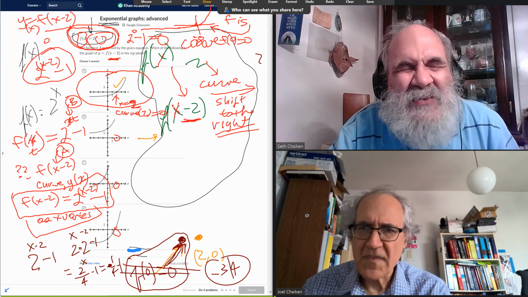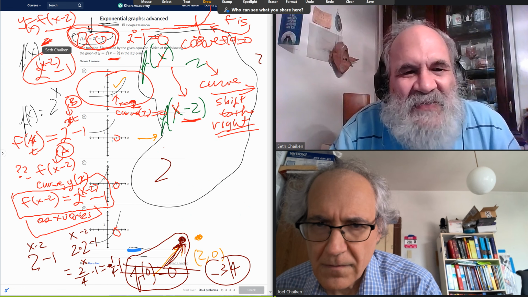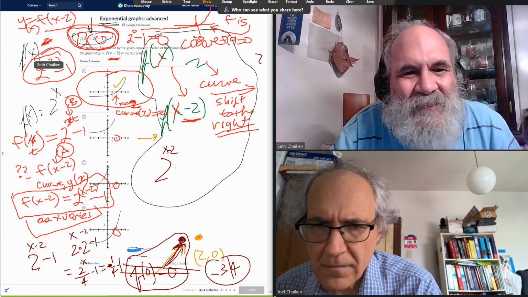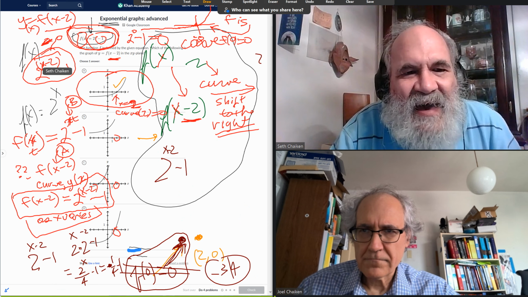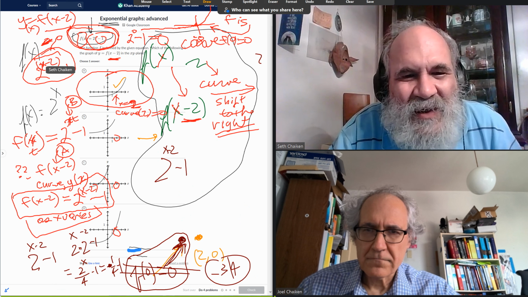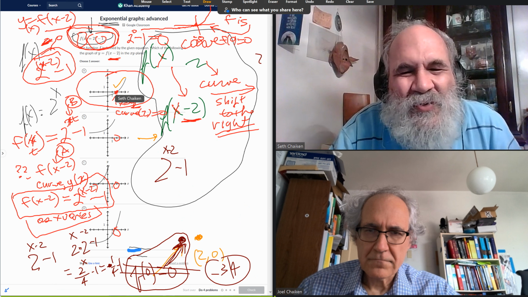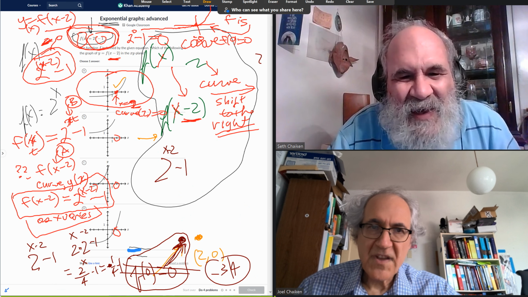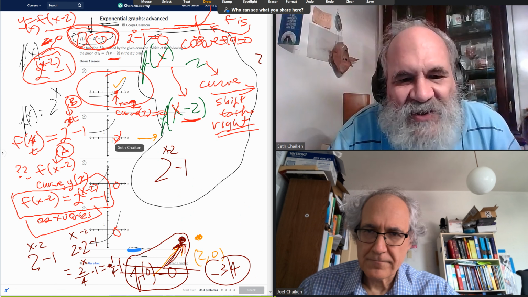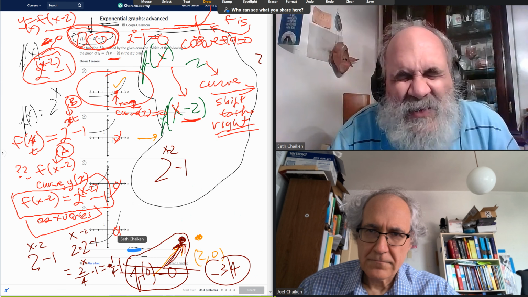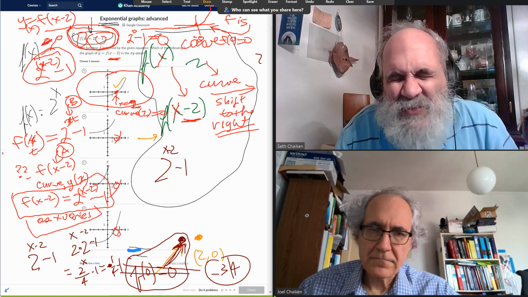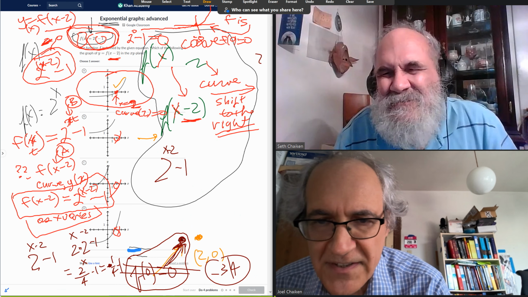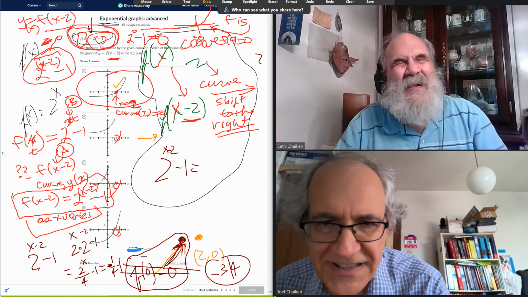Yeah, when the exponent is 0, x minus 2 is 0 when x equals 2. So you pick the curve for which, when x equals 2, the curve goes through 0. And all the other 3 distractors, when x equals 2, the curve does not go through the y equals 0 line.